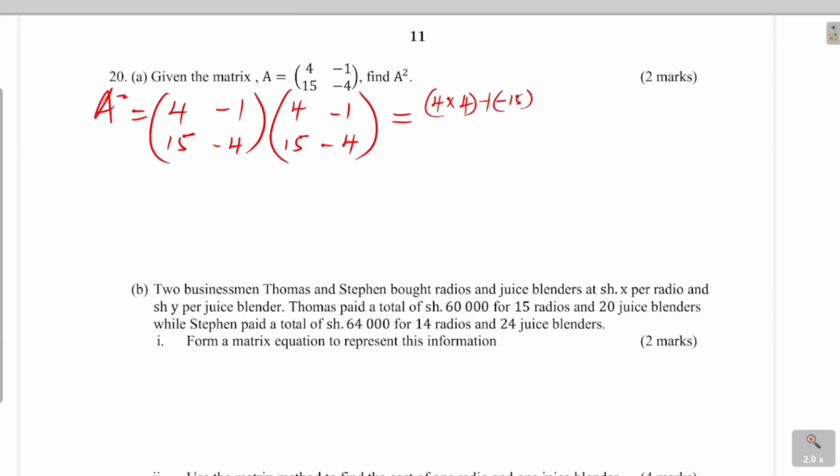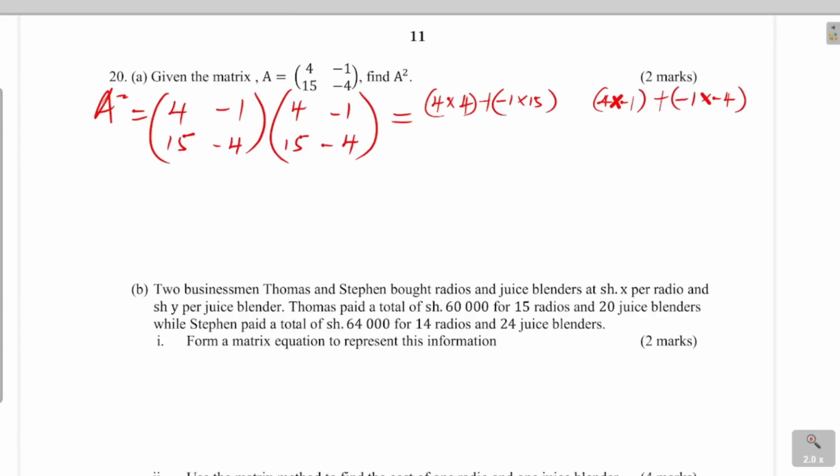Let me just write the whole of these. Negative 1 times 15. Row 1, column 2, 4 times negative 1 plus negative 1 times negative 4.